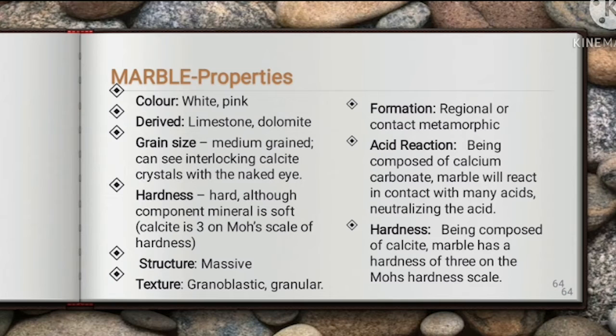Hardness: being composed of calcite, marble has a hardness of 3 on the Mohs hardness scale. As a result, it is easy to carve and makes it useful for producing sculptures and ornamental objects. The translucence of marble makes it especially attractive for many types of sculpture.